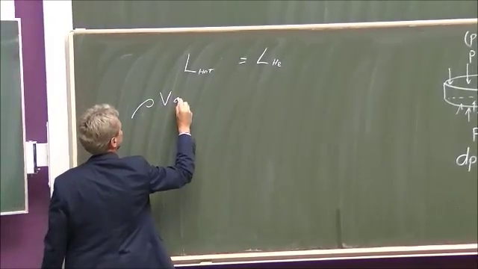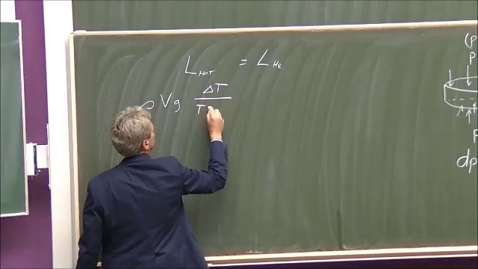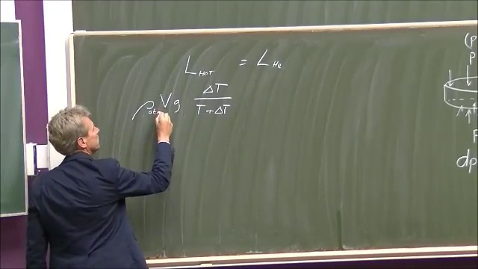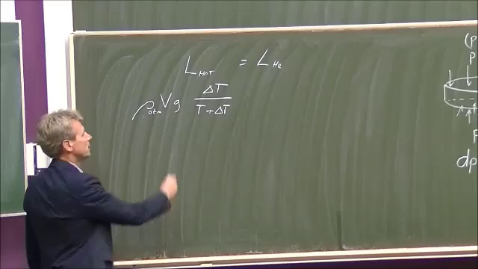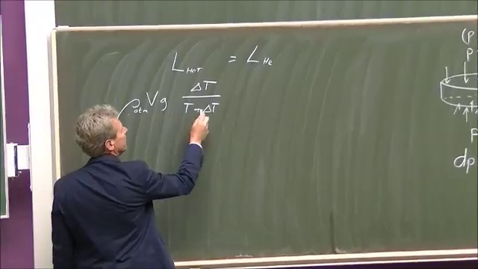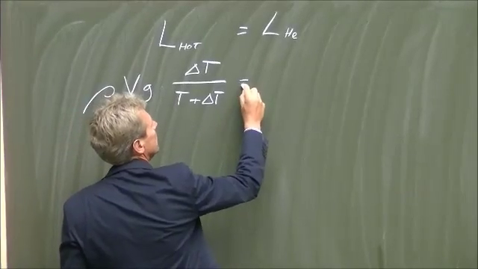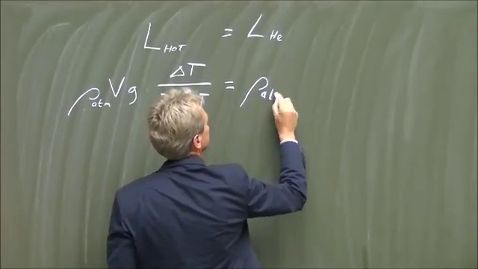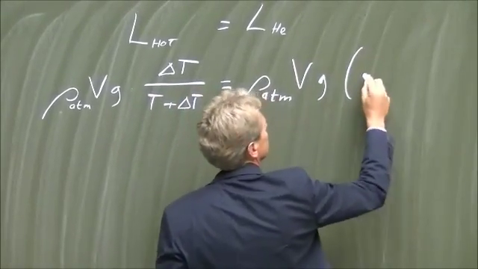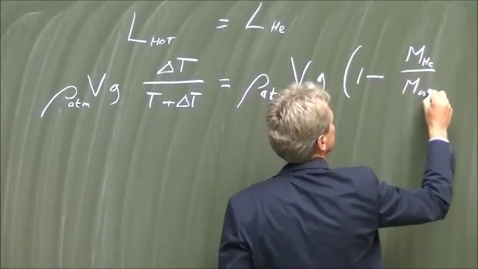So rho Vg times, and we derive this equation for hot air. Rho is the atmospheric density times the volume of the balloon times the gravity acceleration times the ratio of the temperature increase divided by the temperature plus the temperature increase. This is basically the temperature inside the balloon. This has to be equal to the helium balloon, where it's again the rho of the atmosphere times volume times g times 1 minus the molar mass of helium divided by the molar mass of air.